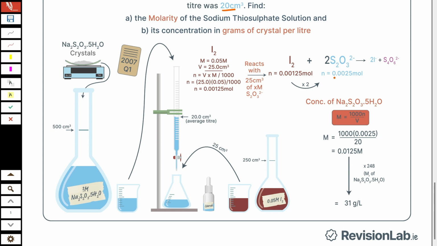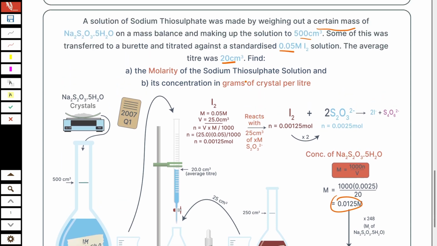And this will allow us to work out the concentration of the thiosulphate, because here we have the number of moles and we have the titer, of course, 20 centimeters cubed. So we can get the molarity by rearranging this equation. It's going to be 1,000 times the moles over the volume, and it gives us 0.0125 moles per liter. That's the answer to the first part. Now we want to find out the concentration in grams per liter. Now be very careful of the wording here.